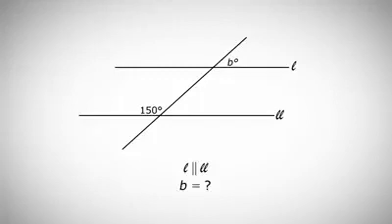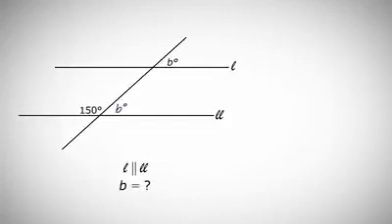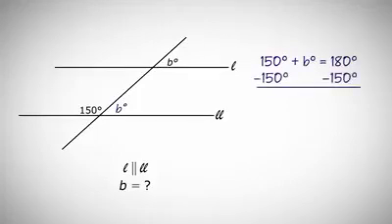Because the intersecting line creates two sets of equivalent angles, angle B is the same angle as the angle that is adjacent to 150 degrees. Knowing that, we know that 150 degrees plus angle B must add up to 180. So in order to solve for B, we need to subtract 150 from 180, giving us a value of 30 degrees for B.